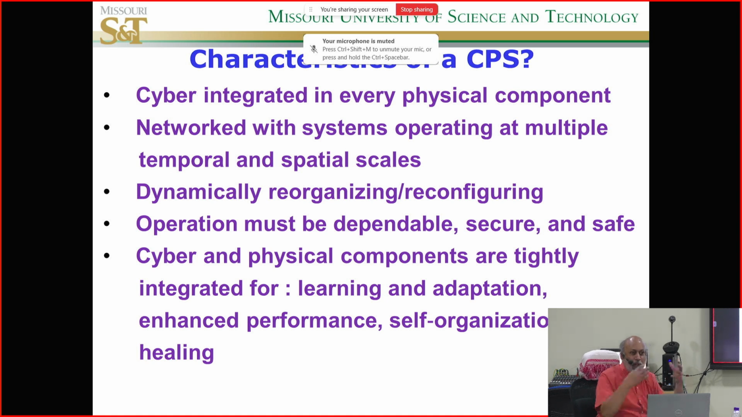Okay, and the other thing is the operations that you do have to be dynamically reconfiguring. That means the system has to organize itself. That's a cyber system, and the operation has to be dependable. Somebody said he does control for aerospace systems. Imagine if those systems are not reliable or dependable, you can't fly on a plane. Security is important if you are a computer scientist, but it's also important for a control person. And then the other thing is safety. A lot of times we want these systems to be safe, so that's also very important.